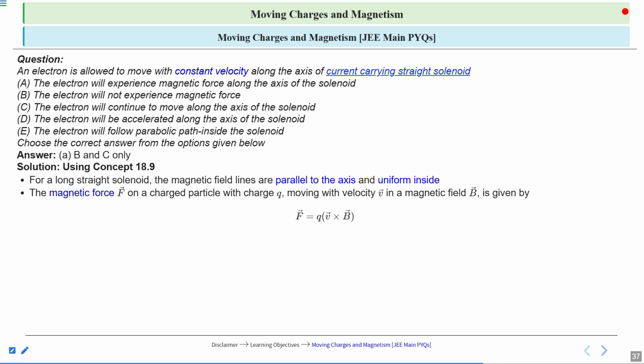Since magnetic field is along the axis, and the electron is also moving along the axis, velocity and magnetic field will be parallel or anti-parallel. There are both cases. If the electron is moving in the direction of magnetic field, then parallel. In the opposite direction to the magnetic field, then anti-parallel. But because magnetic field is along the axis and the electron is also moving along the axis, V and B will be parallel or anti-parallel. It means cross product will be 0.